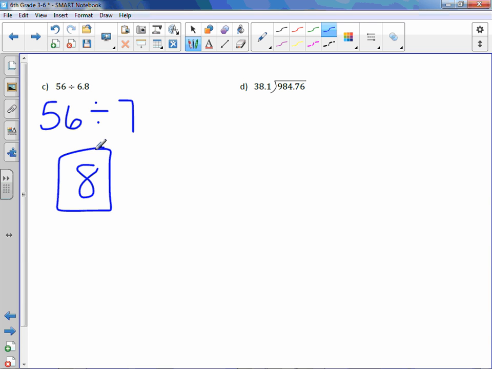Now letter D, we actually can estimate both numbers here. 38.1 into 984.76. This one might be a little bit tricky to think about at first because we don't generally know our multiples of 38 or 984. But let's say I estimated that to be 40. 984.76 is pretty close to 1,000, and I know that 40 will go into 1,000. The number 4 goes into even hundreds. So 40 would go into 1,000.